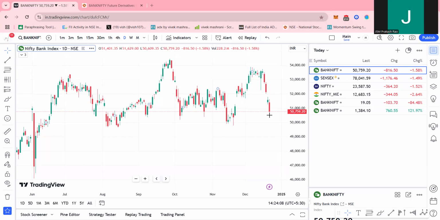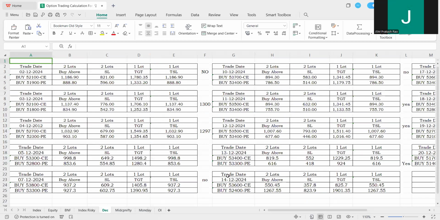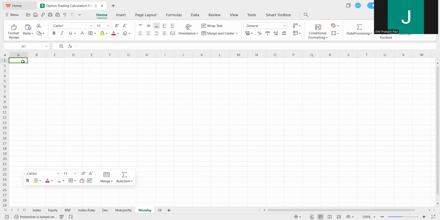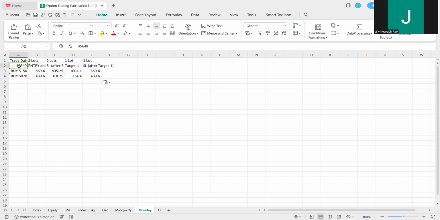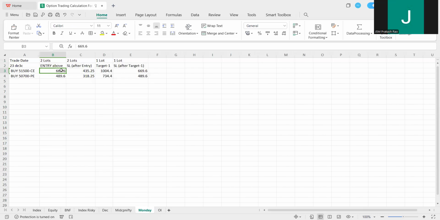Are you able to see the Excel sheet here? I think you can see the Excel sheet now, correct? So this is the data. Monday's data is ready, for 23rd December. What it has given me is two particular strike prices to trade for Monday.